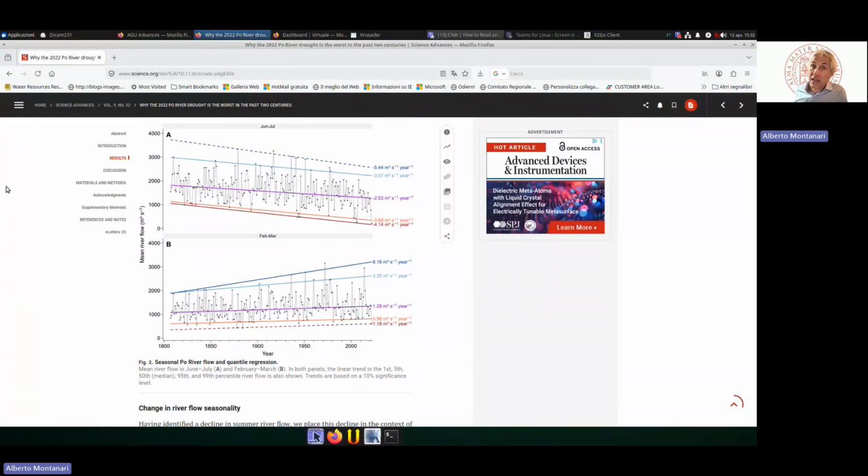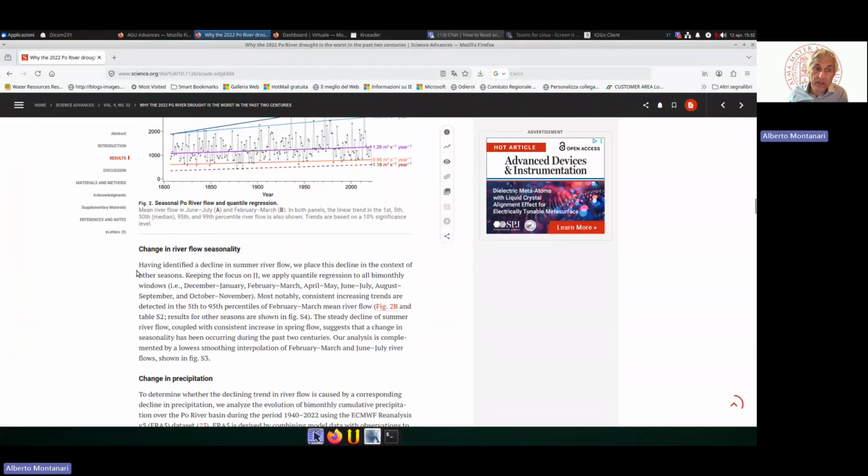So it seems like the river flow of the Po River increased during winter and early spring, for then decreasing in late spring and summer. So interesting, very interesting. And what is then the reason of that? And you see here that there is a discussion of the reasons for change in river flow seasonality.